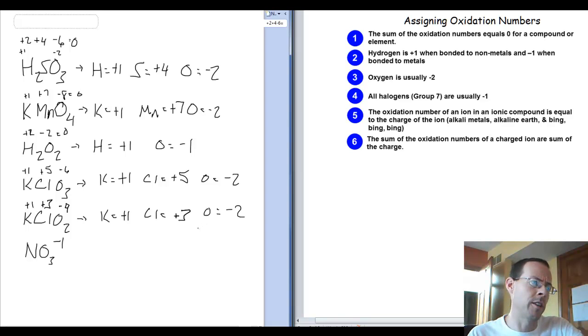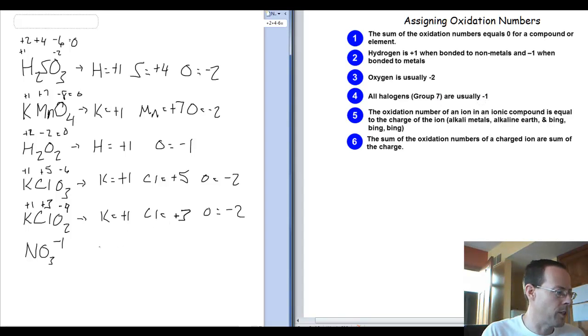The trends on the right you need to know, because these typically tell you what something will be. Hydrogen is a +1 with nonmetals, and -1 with metals. Oxygen is usually a -2, and then we have our alkali metals and alkaline earth metals. And then halogens, notice group 7, or 17, are usually a -1.